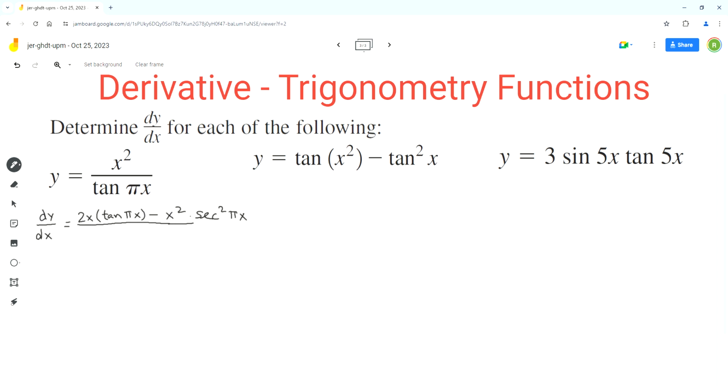Now for this tan function, we have to use chain rule to find the derivative because the outer function is tan and the inner function is pi x. So the derivative of the outer function tan is secant squared, and for the inner function pi x, the derivative is pi times 1. So pi is the coefficient of the term and it's a constant, so it stays as it is, and the derivative of x is 1, over the square of the denominator.